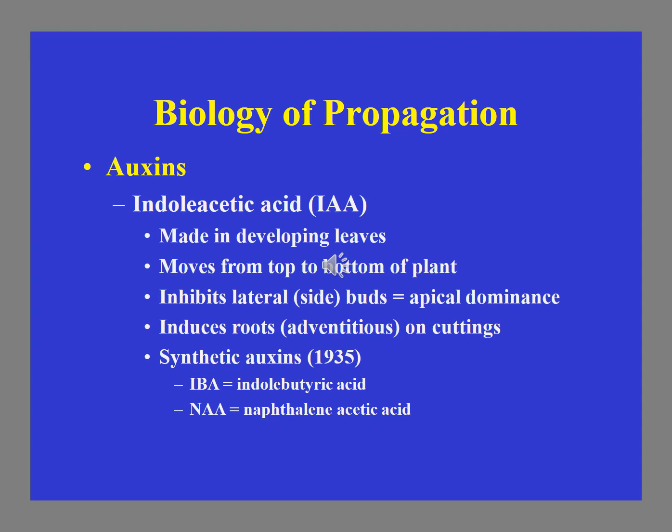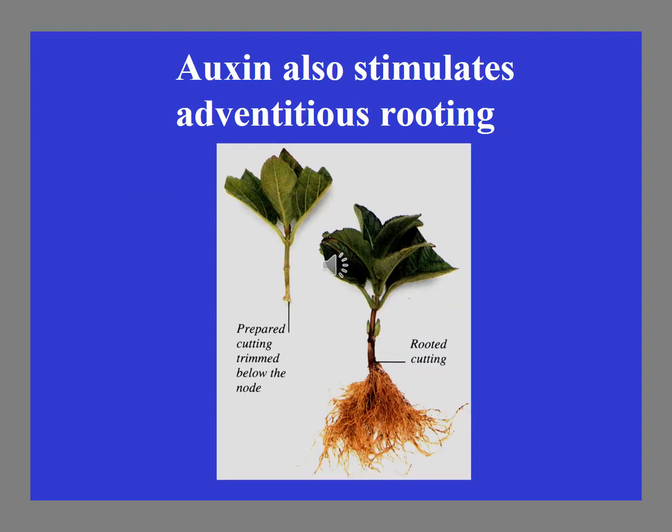It inhibits lateral or side growth, so it keeps apical dominance, meaning auxins are produced and it makes the plant stems grow tall and upward. It can induce roots and adventitious root growth on the cuttings. IBA is one of them that we've used for our cuttings to induce rooting. Auxin stimulates adventitious rooting, and as was said a little moment ago, it suppresses lateral growth.